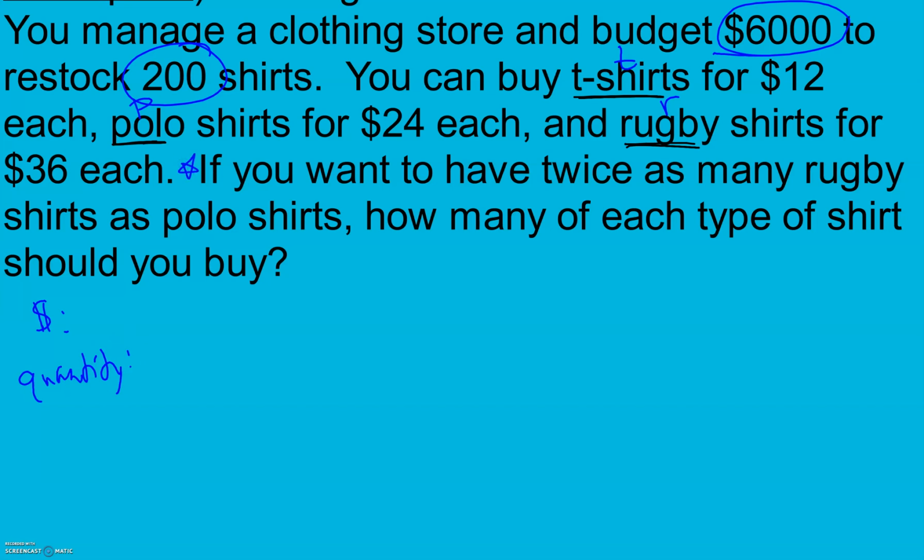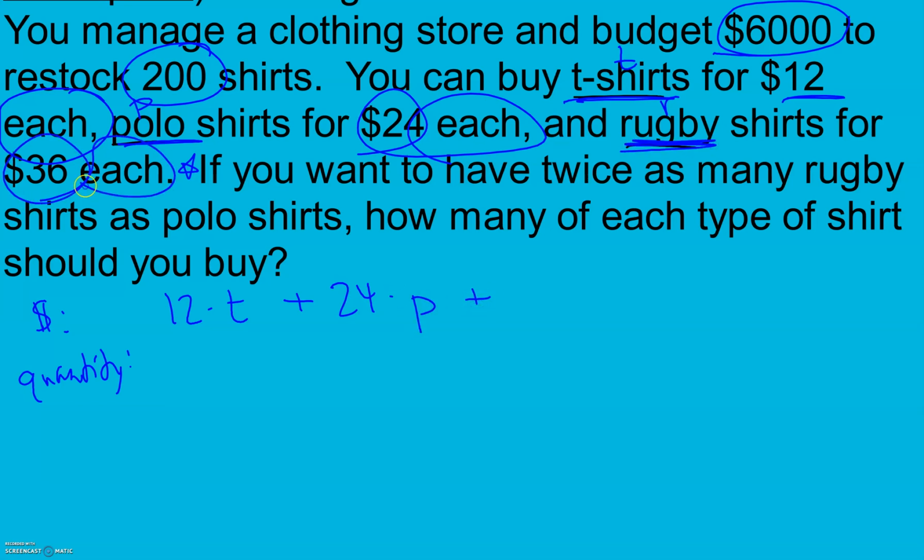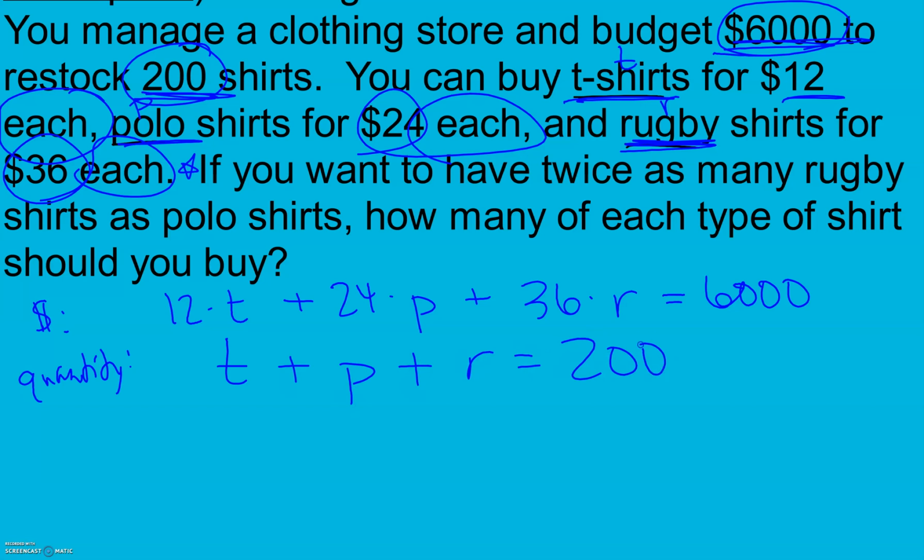As far as our budget goes, those are all of our prices. T-shirts are $12 each, so we take 12 times the number of t-shirts. And polos are $24 each, so 24 times the number of polos. And rugby shirts are $36 each, so 36 times the number of rugby gives me $6,000. So price times quantity gives us cost, and if we add up all 3 costs, that gives us the total amount that we can spend, $6,000. The quantity here of just having 200 shirts just means we're going to add up all the types of shirts. T-shirts and polos and rugby shirts equal 200.